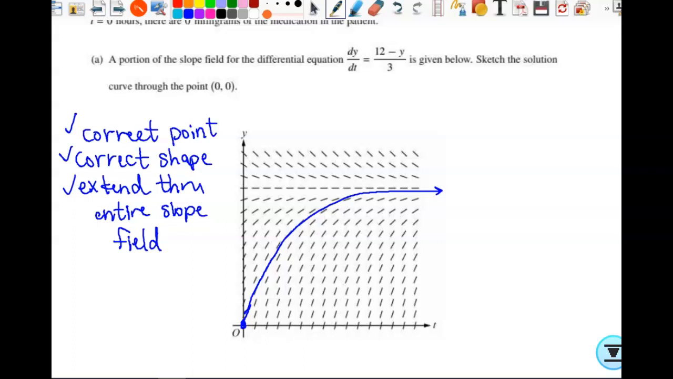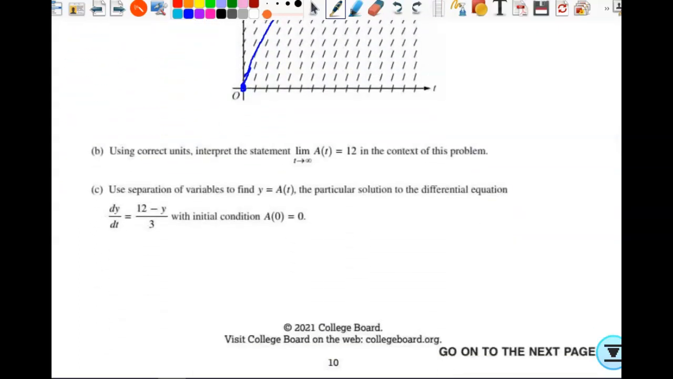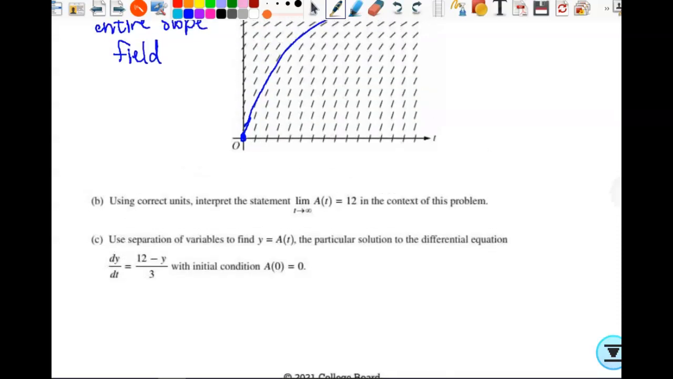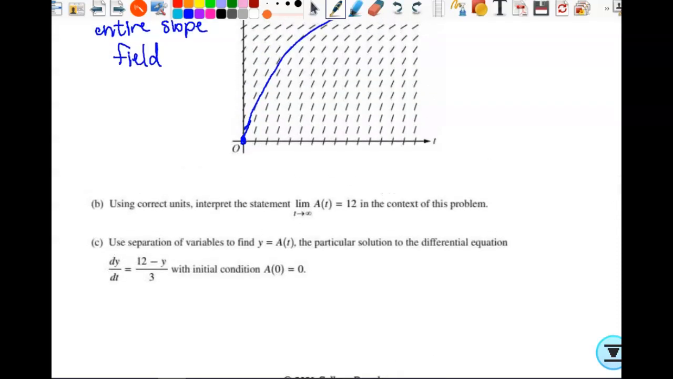All right, part B. Using correct units, interpret the meaning of that limit statement in context. Talk about it at your table. Write a sentence.